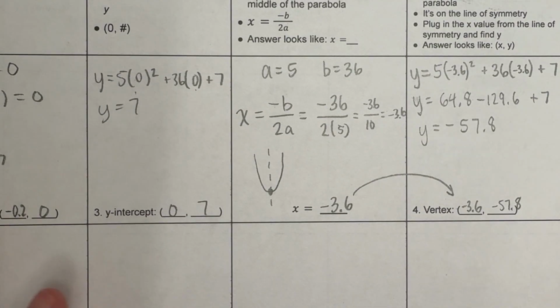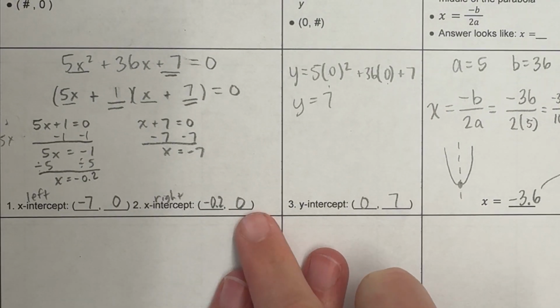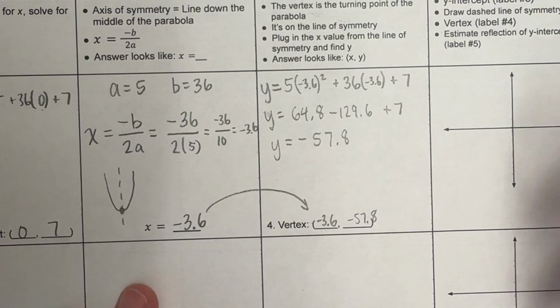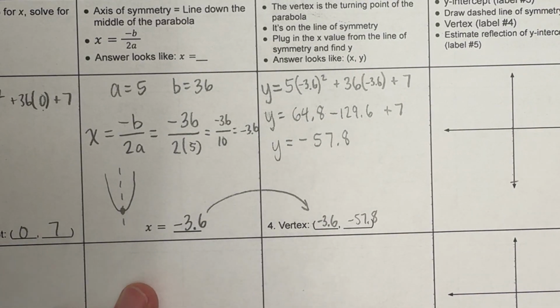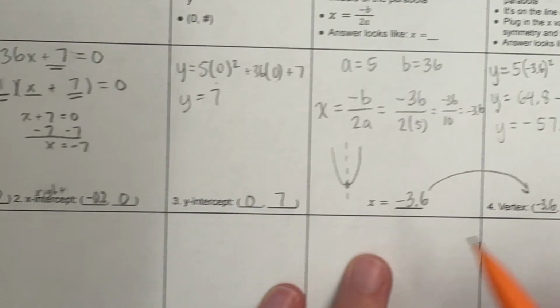So I have all my information. Some of it is decimals, I don't really care. I'm going to go ahead and plot everything. My biggest number is negative 57.8, so that's this number down here, right? It's like a big old number. That's okay.